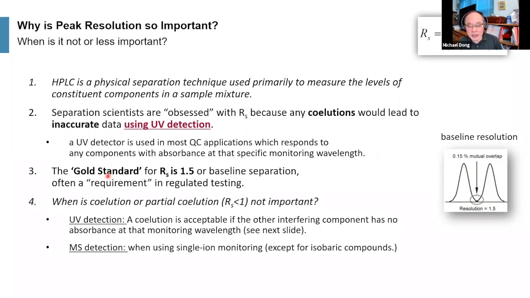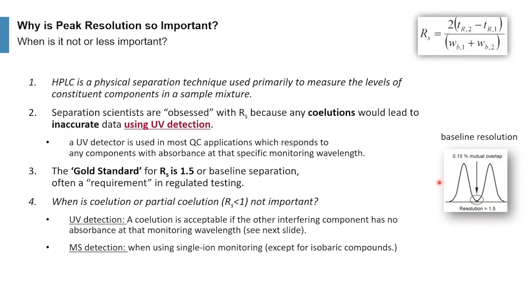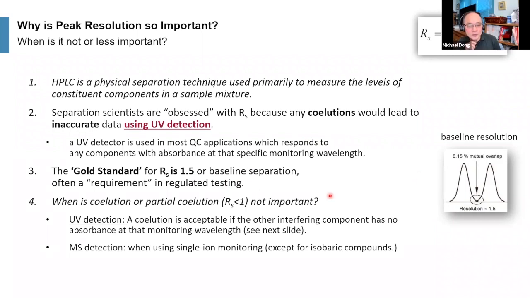So the gold standard or the expected resolution is 1.5, which stands for baseline resolution, baseline separation. You see a little chromatogram here, right? When you achieve a baseline resolution, you get most of the area underneath the curve. And there's a little bit of overlap, which is less than 2%, right? So that's actually pretty good.